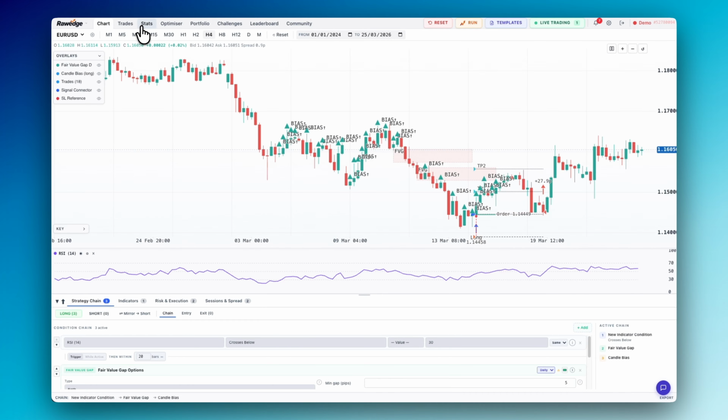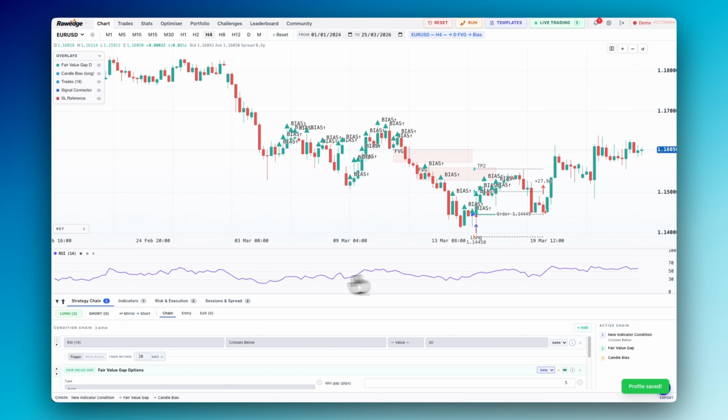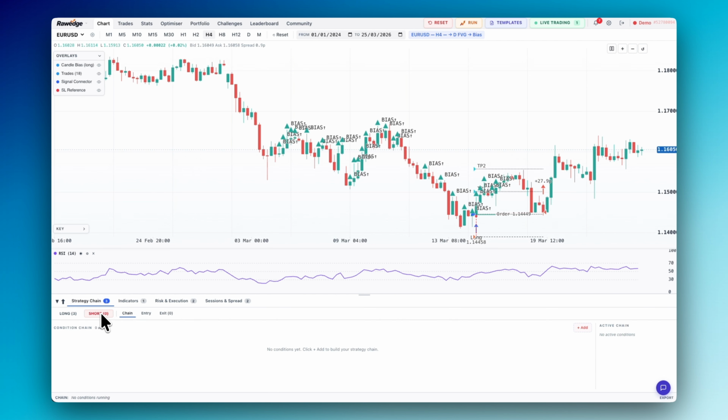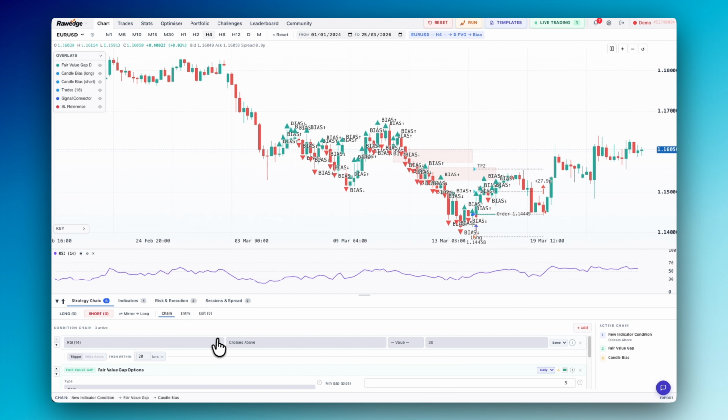Once you're happy, save it. Everything gets stored, every condition, every setting. If the results were no good, you can go back and make simple changes and run the strategy again and again. For example, on this example, we only built the long trades.